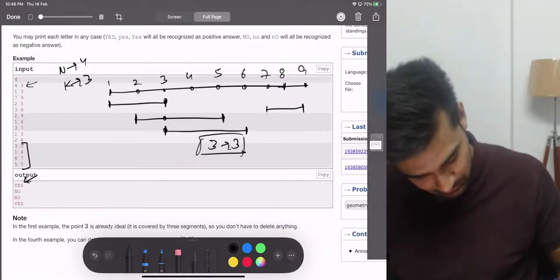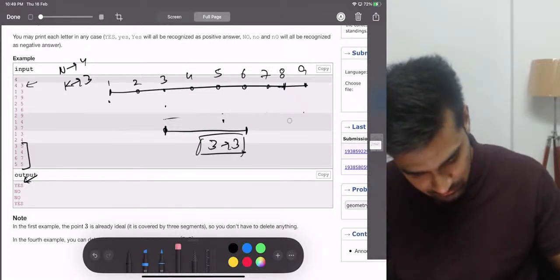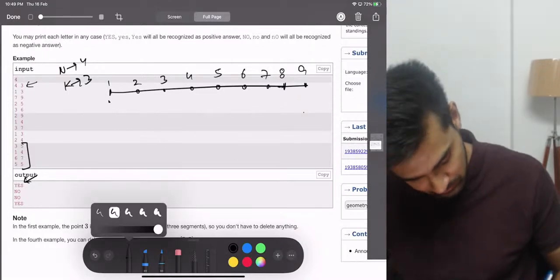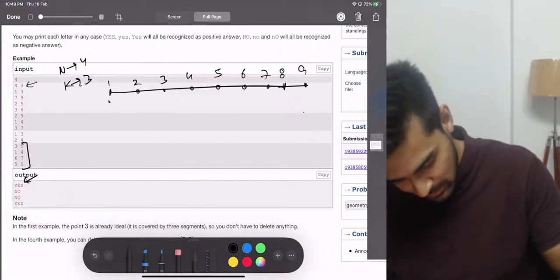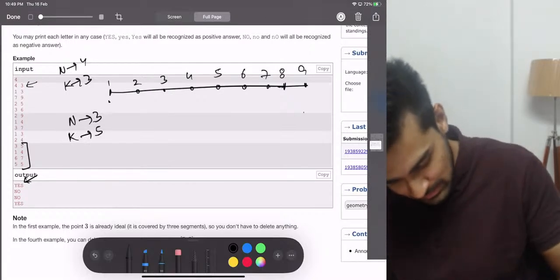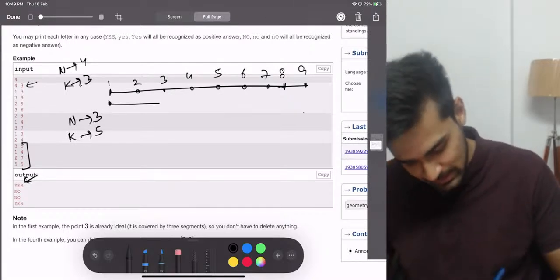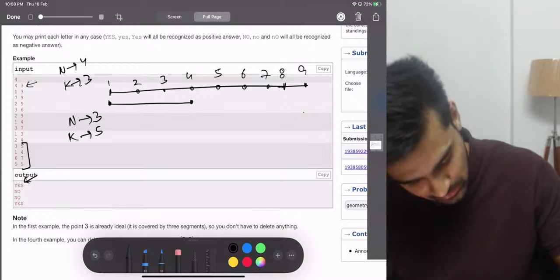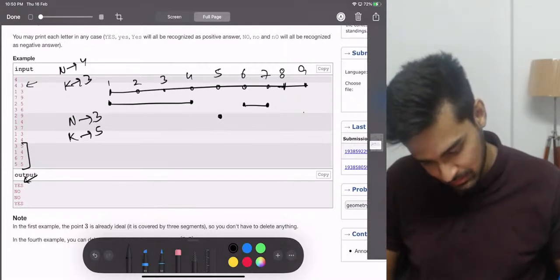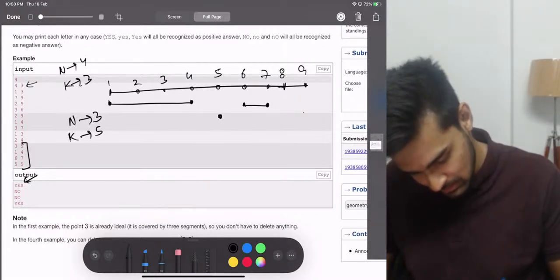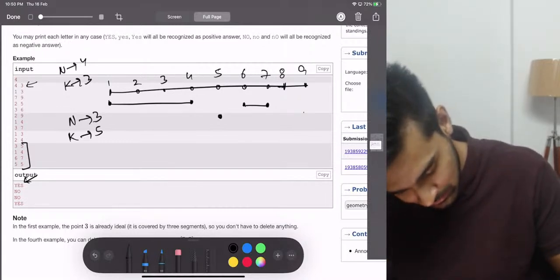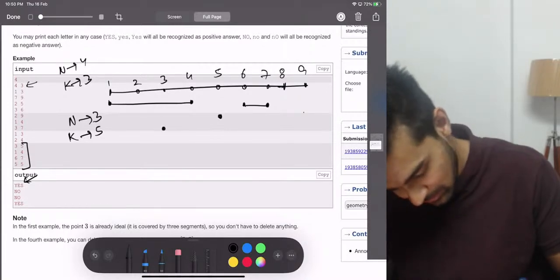In this one, if you see, I'll remove these. Okay. In this one, we had n is 3, k is 5. We have a segment from 1 to 4. We have a segment from 6 to 7, and we have a segment from 5 to 5, which is this point only. Am I missing something? I am missing something. 3 to 5 is also a segment.